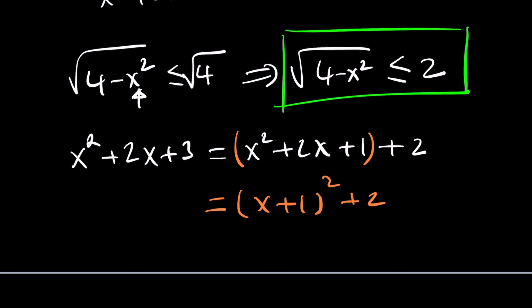Now, what do you know? x plus 1 squared, again, a perfect square. No square is negative. Of course, we want x to be real. Wait a minute, what happens if x is not real?